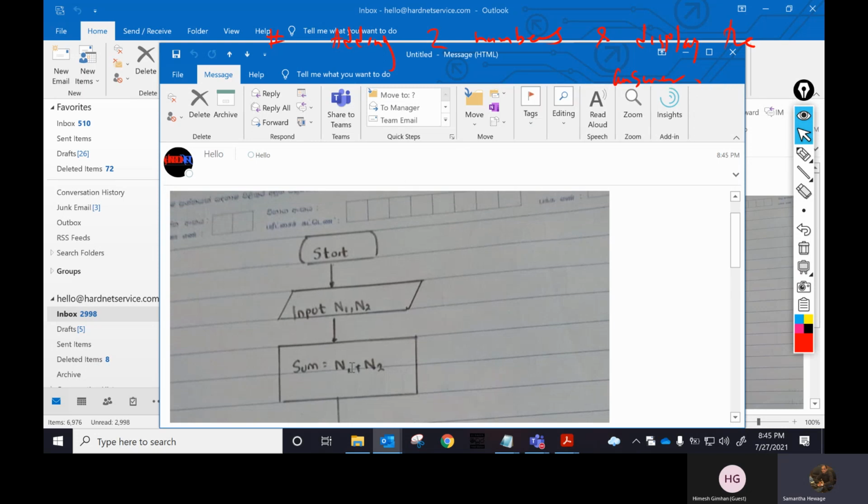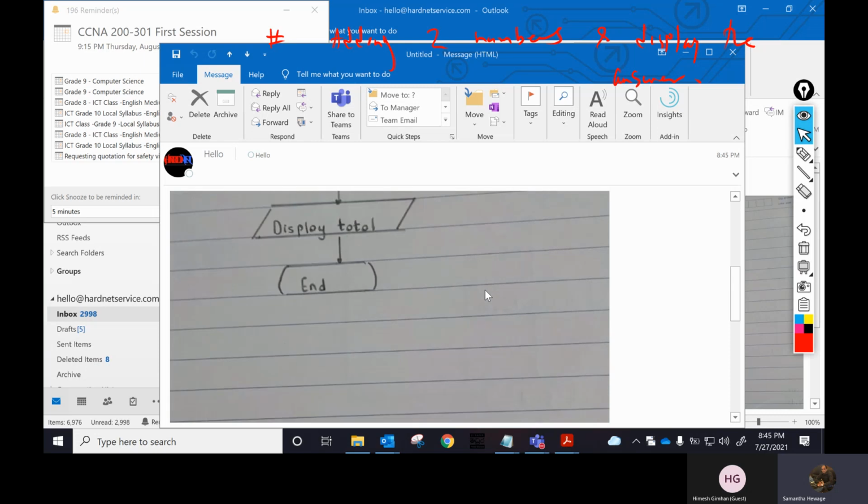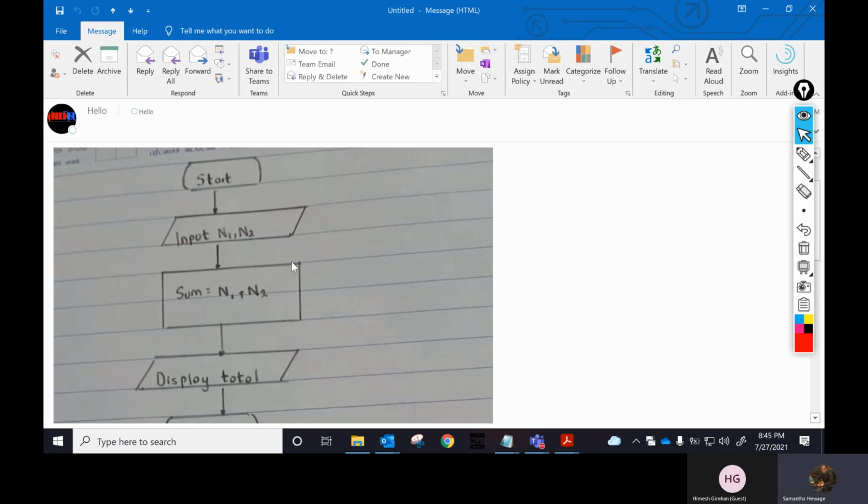Spark input N1, N2. Okay. Sum equal N1, N2. Great. Okay. Display total. See, that is all. Make a hurry, but there is a small mistake you have done. So the method total you put the total. Where's the total? Here I don't see any total.